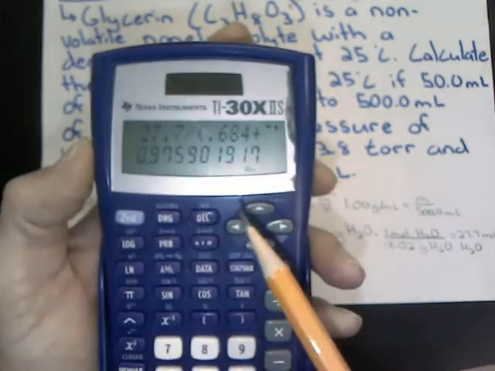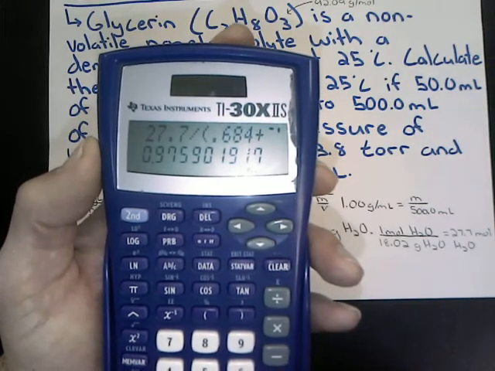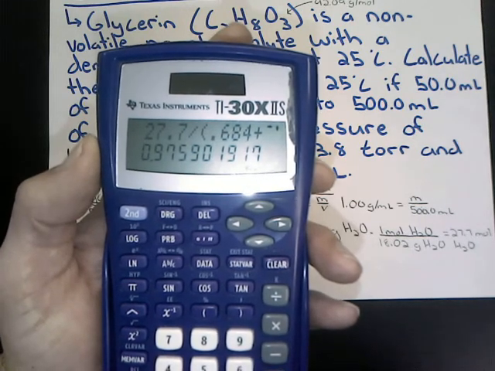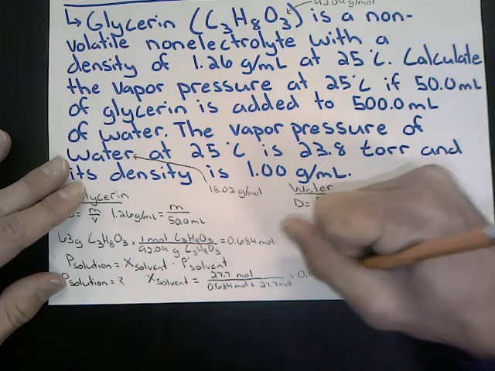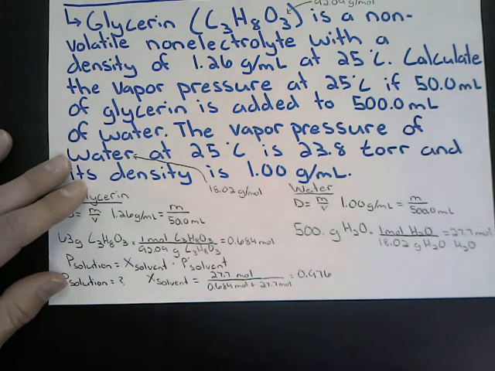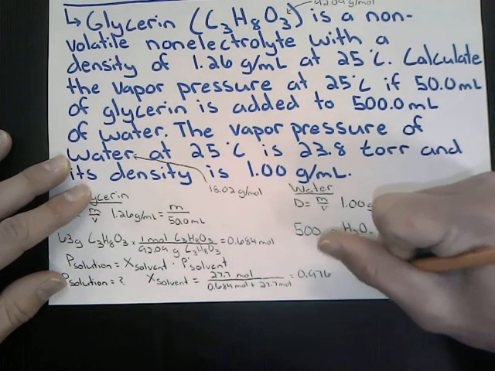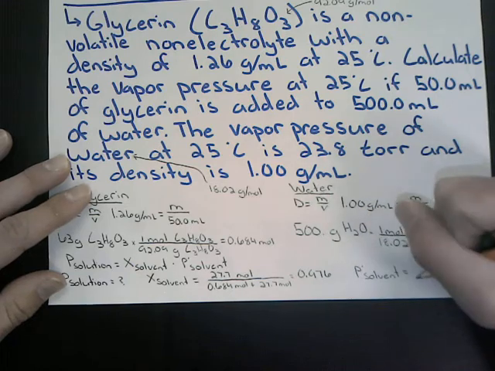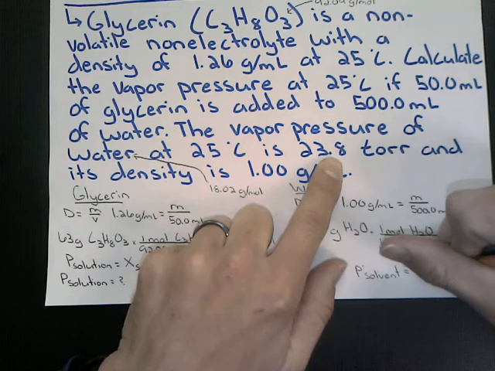Now, we've been using 3 significant digits, so we'll continue to do that. We have a mole fraction here of water, our solvent, of 0.976. And again, that is unitless. Now, the pressure of the pure solvent, which once again is water, is 23.8 torr.